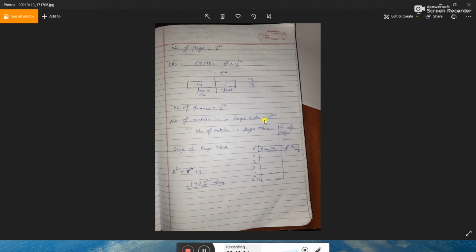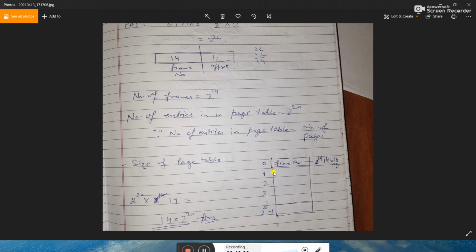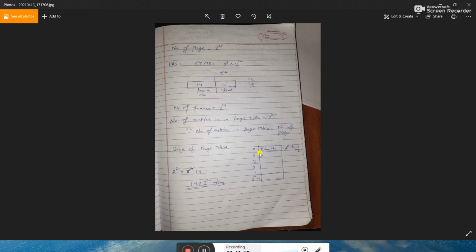So the number of entries in the page table is 2 raised to power 20, right? The number of entries in the page table is equal to the number of pages. Now, what will be the size of the page table? It is 2 raised to power 20 entries, and the remaining bits are 14, so multiplied by 14. That is my size of the page table. You can see that here is my frame number, and 14 bits are required to define my frame number. Okay, so my address space is from 0 to 2 raised to power 20 minus 1. So that's how we can calculate this.